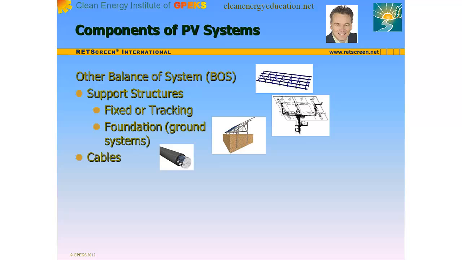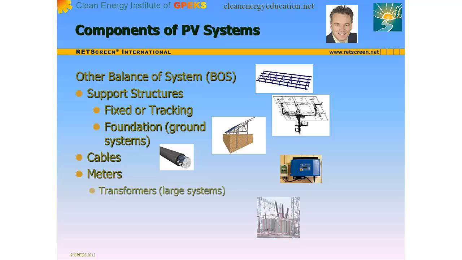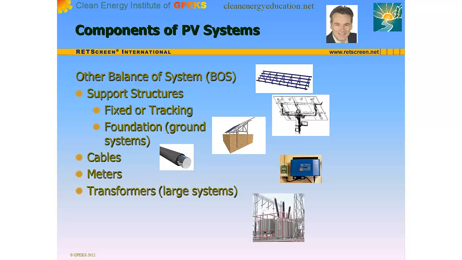PV arrays need to be connected to other components, the load or the grid, through cables. The type of cable depends on various factors such as AC versus DC, size of system, and distance between PV production and its use or grid connection. On-grid systems also require meters that are used to measure the kilowatt-hours sold or purchased from the grid. Large PV plants or farms may require, in addition to inverters, step-up transformers or dedicated buildings to accommodate them.